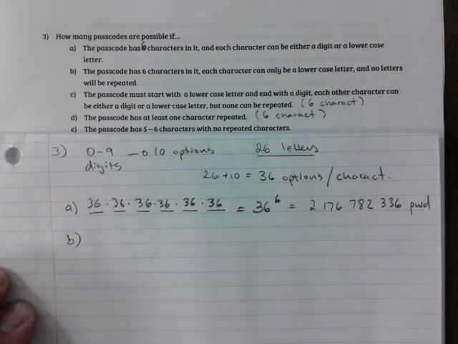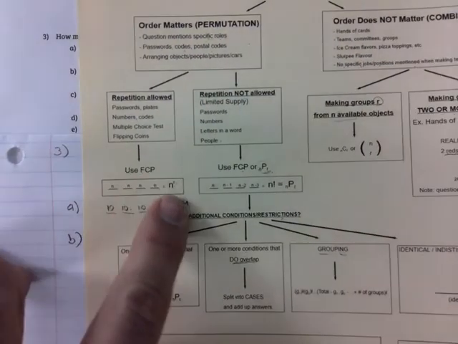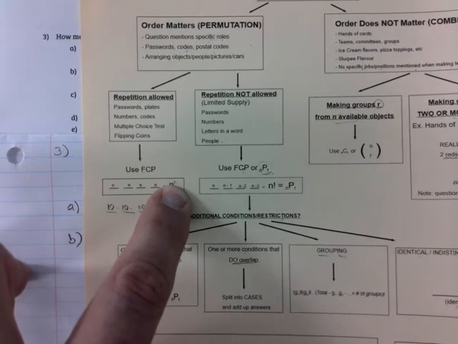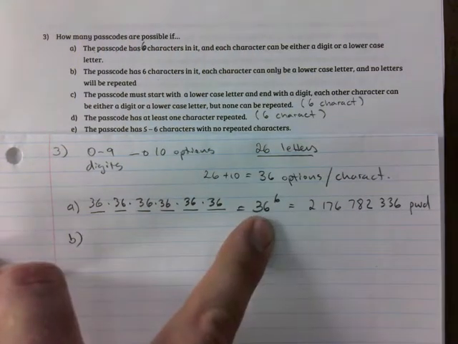If you look at the branch, this is the branch where repetition is allowed. Number of options to the power of, in this case, characters. That's what we did here.